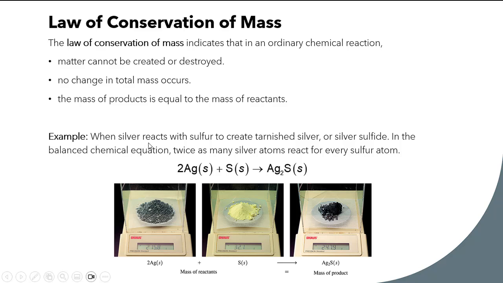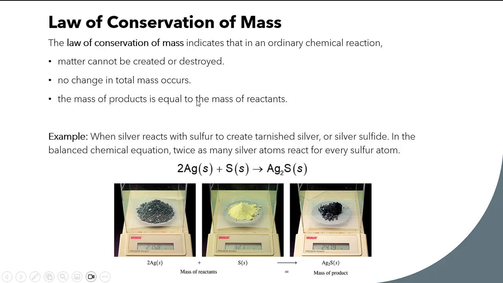So, for example, when silver reacts with sulfur to create tarnished silver or silver sulfide, the balanced chemical equation shows us that there's twice as many silver atoms reacted for every sulfur atom. This is what we call stoichiometry, or the proportional relationship between our reactants to each other and our reactants to our products. So remember, the law of conservation of mass says for however many atoms we have on our reactant side, that must also exist on our product side.